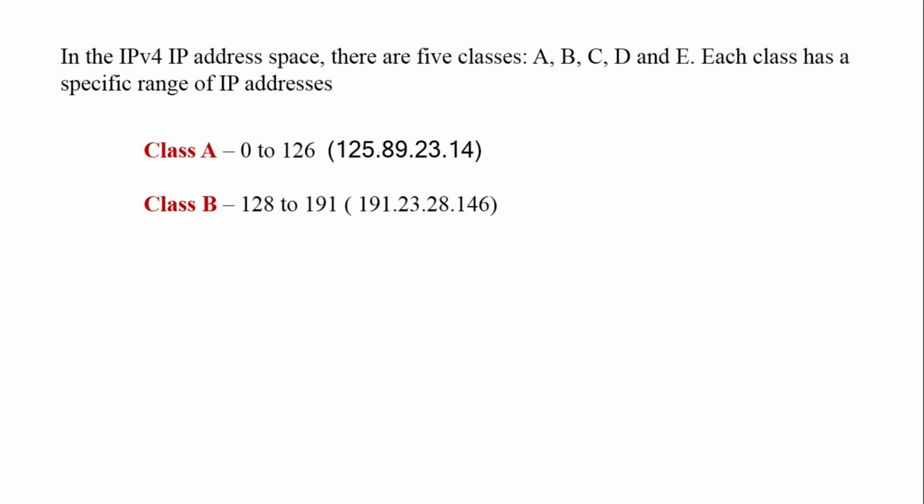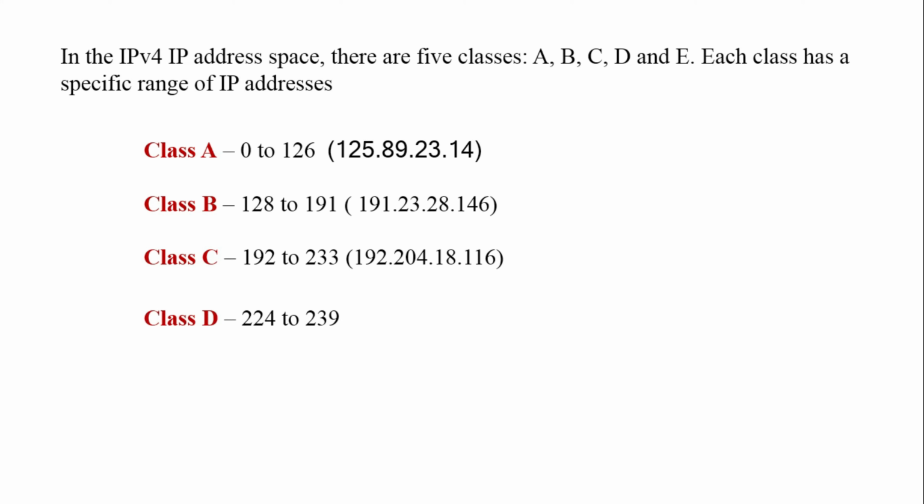The second class is class B, which ranges from 128 to 191, and this is the example given in bracket. Then the next one is class C, which ranges from 192 to 223. The next one is class D, the fourth class, which ranges from 224 to 239. And the last class, that is class E, which ranges from 240 to 255. So these are the 5 classes.